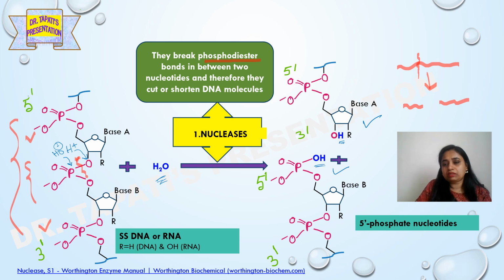That means the length of these two DNA will be shorter than this DNA. So shortening of the DNA molecule is happening. So this is also DNA, or RNA may be possible. So in this way, what is happening? Cutting of the DNA and shortening of the DNA molecule by the action of nucleases.